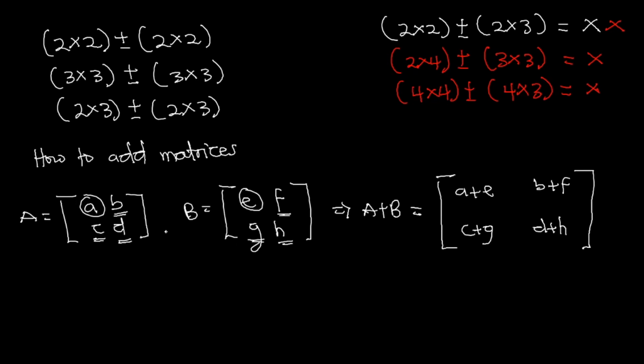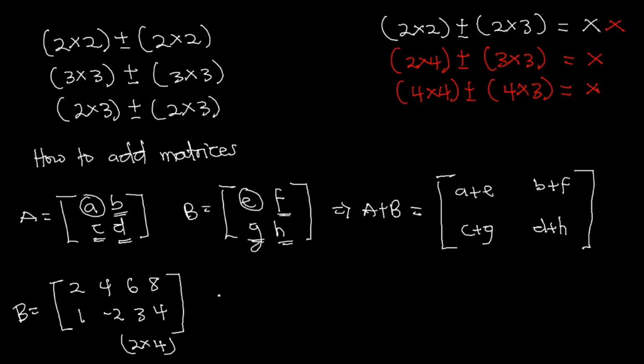So we can see that if the matrices do not have the same order, you may not be able to add some of the elements because the orders are different. For instance, let's say we have a 2 by 4 matrix, that is 2 rows, so we have 2, 4, 6, 8, 1, -2, 3, and 4. Let's say this is B, so this has 2 rows and 4 columns, so it is a 2 by 4 matrix.